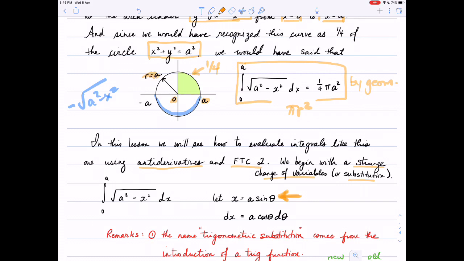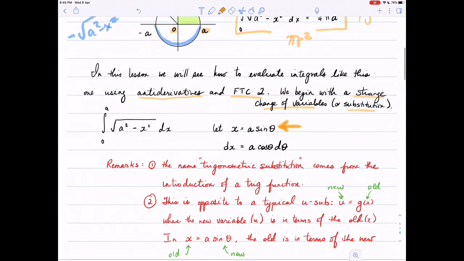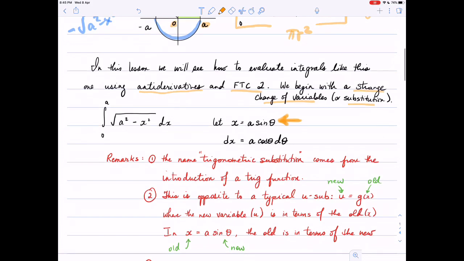We want to notice a couple things about this. So I'm going to make a couple remarks about this substitution before we go any further. And the first thing is the name trigonometric substitution comes from the fact that we are introducing a trigonometric function here, right? There are no trig functions in that integral. We are making a change of variable, which is going to introduce a trig function.